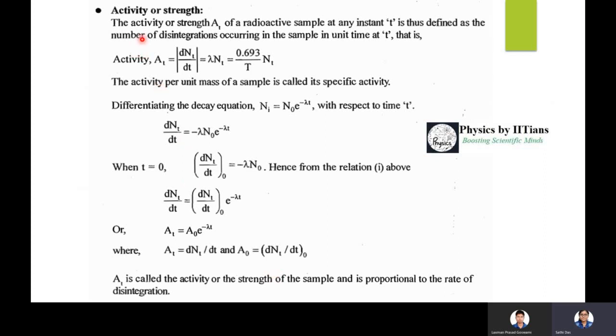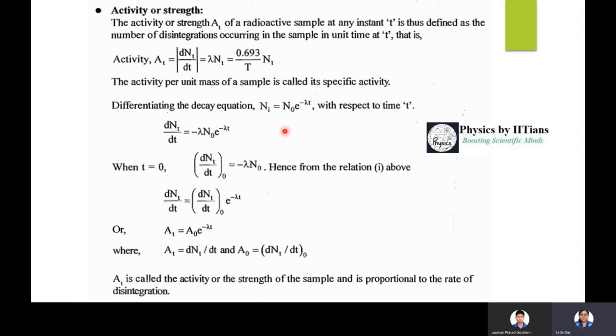Then another question: what is the strength or activity? The activity or strength of a radioactive sample at any instant t is defined as the number of disintegrations occurring in a sample in unit time at t. That is, the disintegration dN in unit time interval, so it will be mod of dN by dt. It is lambda into N(t), or it can be written as 0.693 by capital T into N(t). The activity per unit mass of a sample is also called the specific activity.